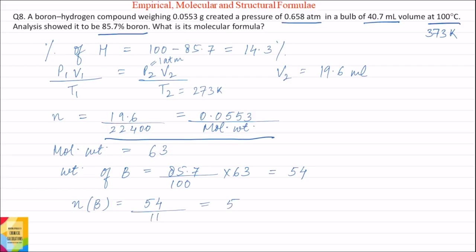Similarly, percentage of hydrogen is 14.3%. So weight of hydrogen will be equal to 14.3% of 63, and this is equal to 9. From this, moles of hydrogen will be equal to weight of hydrogen divided by atomic weight of hydrogen, that is 9 divided by 1, and this is equal to 9. Therefore, molecular formula of the boron hydrogen compound will be B5H9.